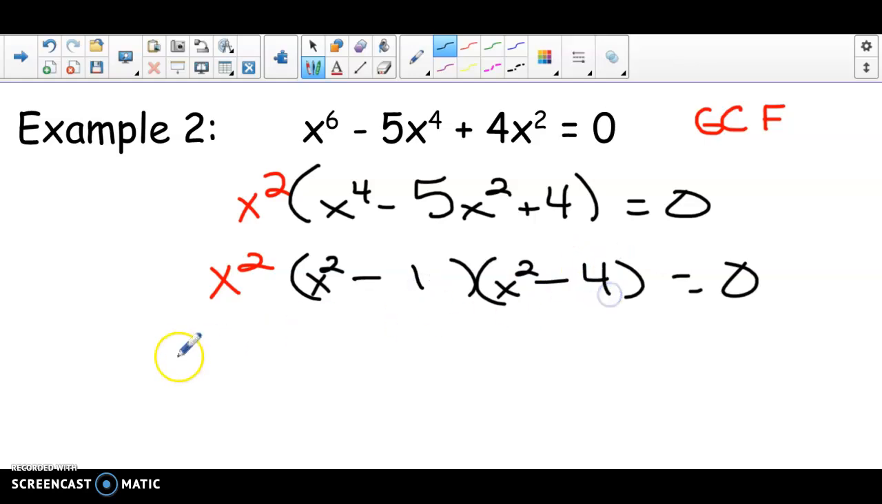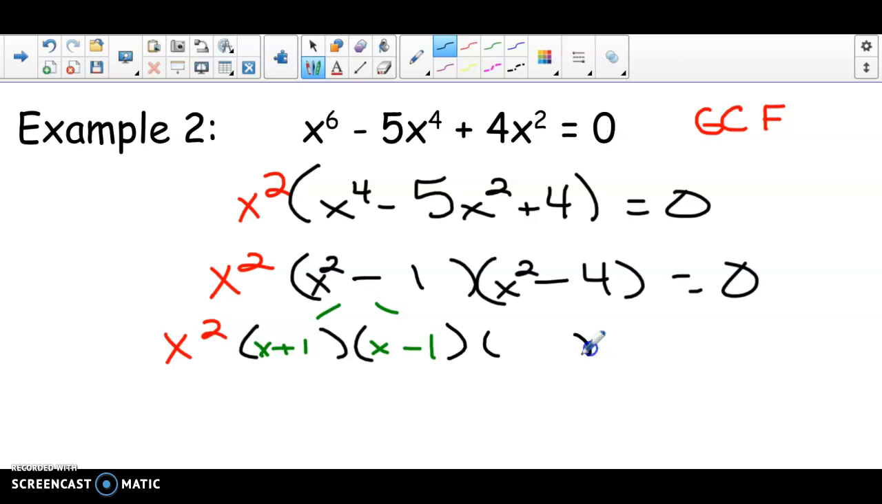1 and 4. So if I bring down my x squared again, hopefully you remember that this is the difference of two perfect squares. This is going to be x plus 1 and x minus 1. If I bring down this parentheses, hopefully you can recognize that this is also the difference of two perfect squares, x plus 2 and x minus 2.